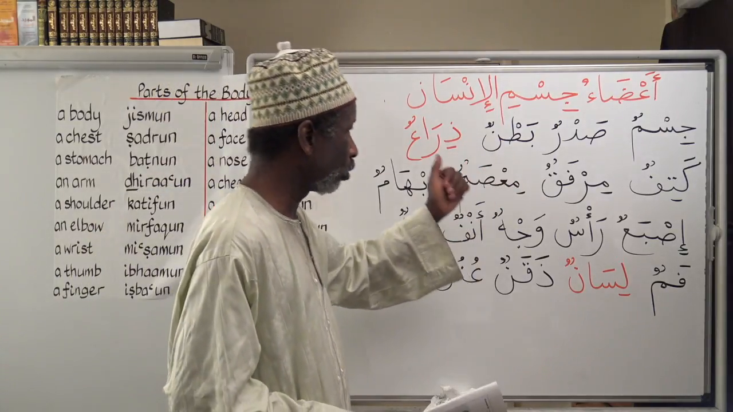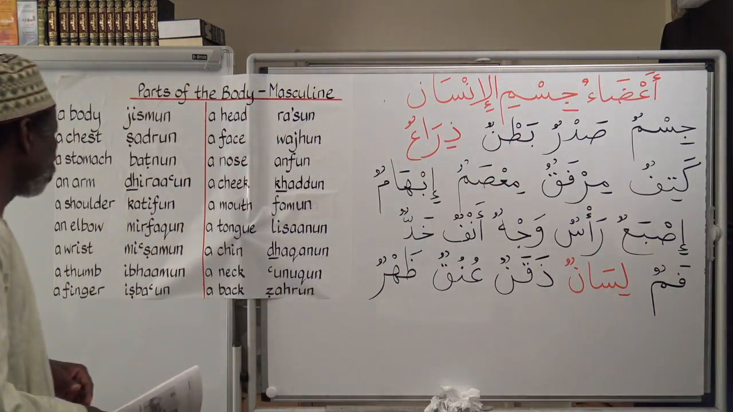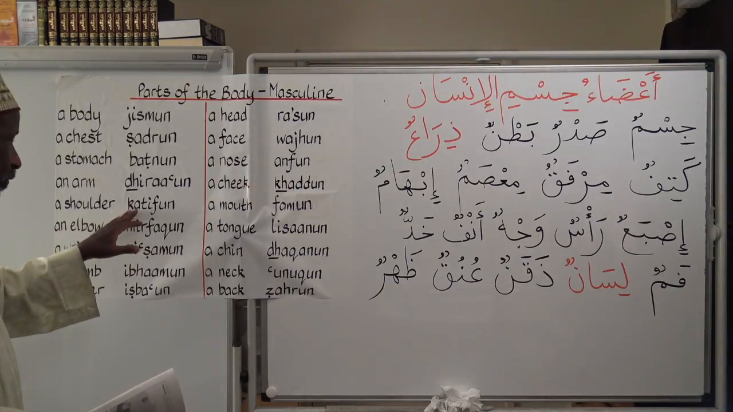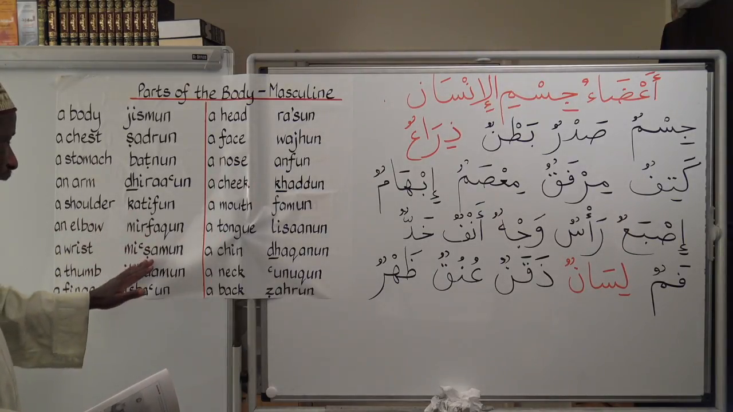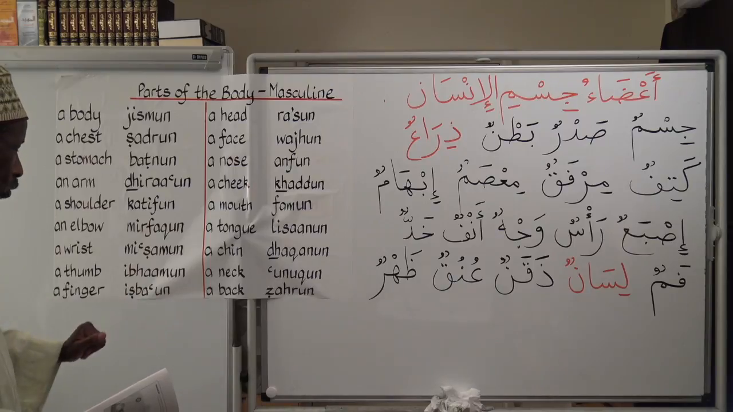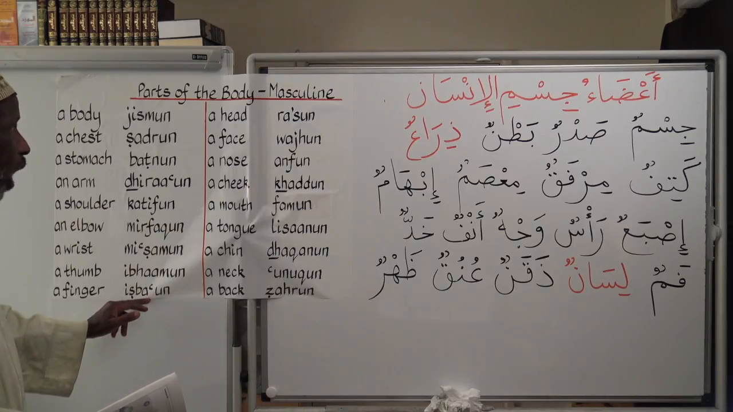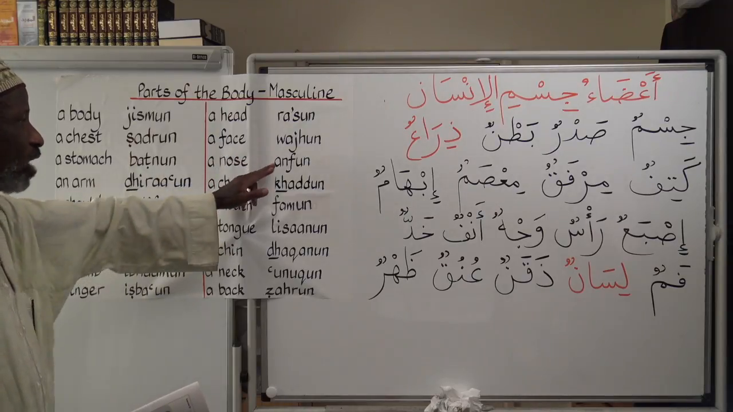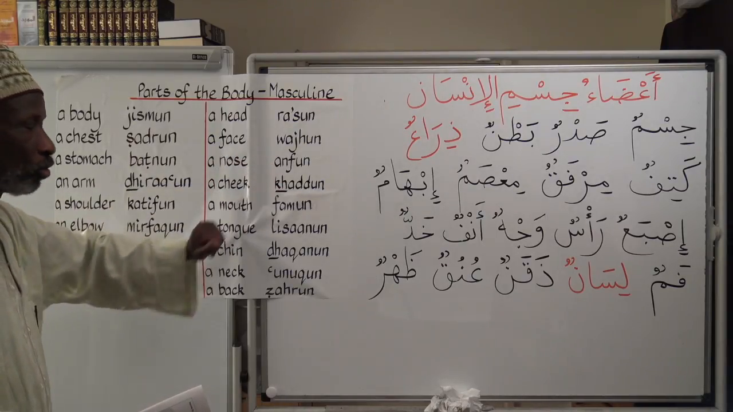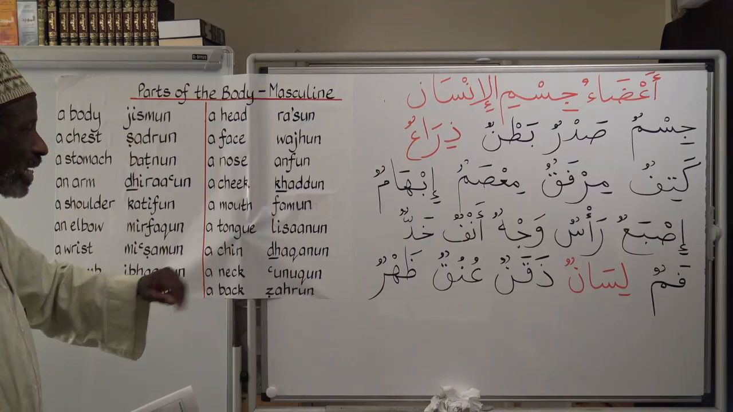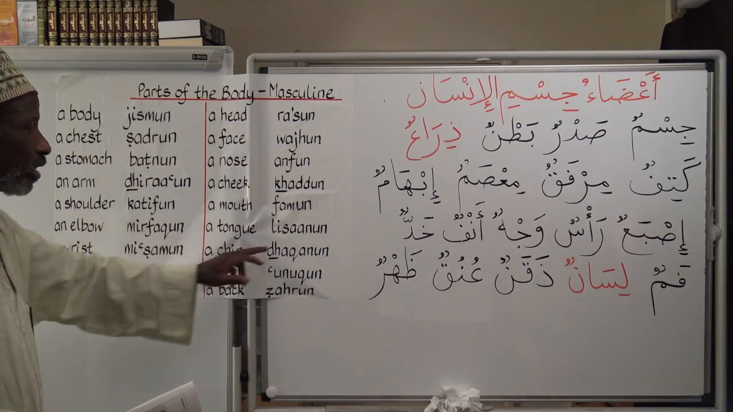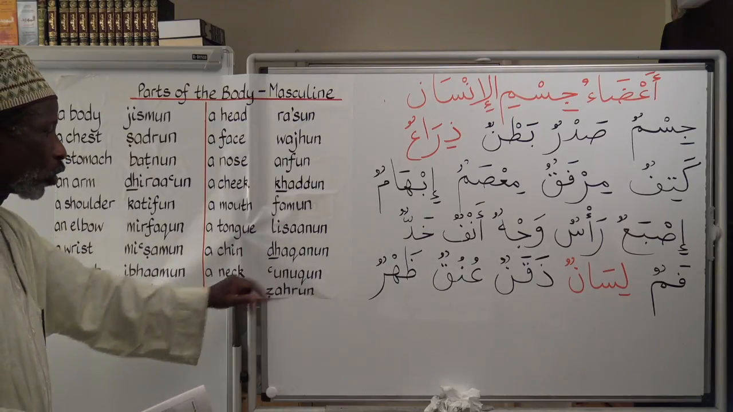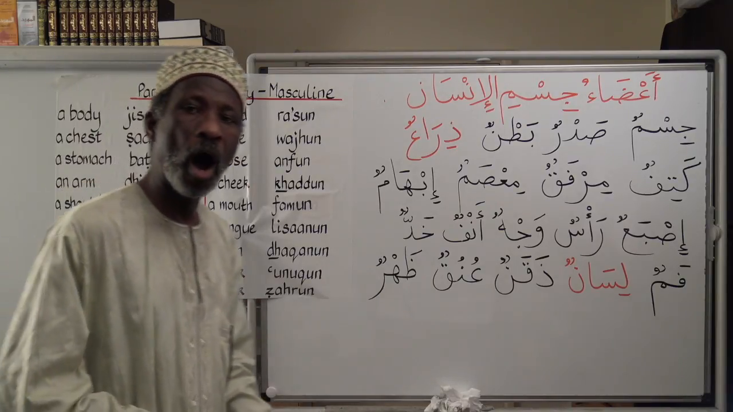Jismun, sadrun, batnun, dhira'un, katifun, mirfaqun, mi'samun, ibhamun, isba'un, ra'sun, wajhun, anfun, khaddun, famun, lisanun, dhaqanun, unuqun, and dhahrun.